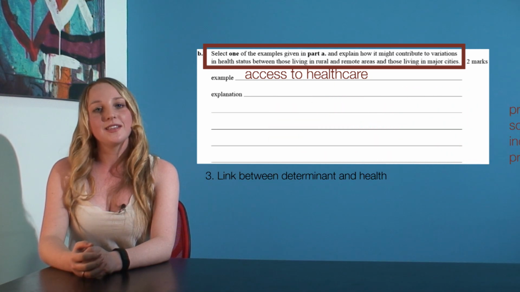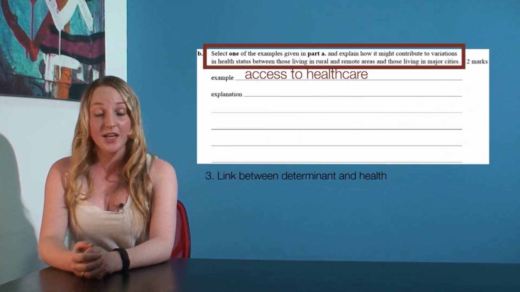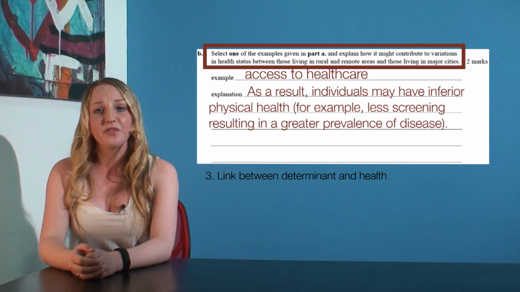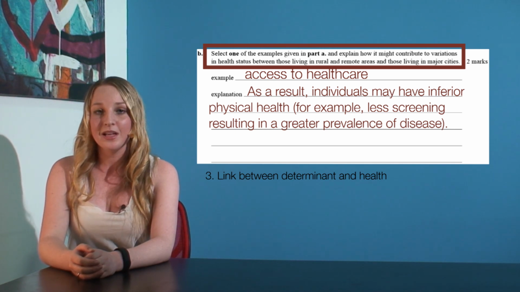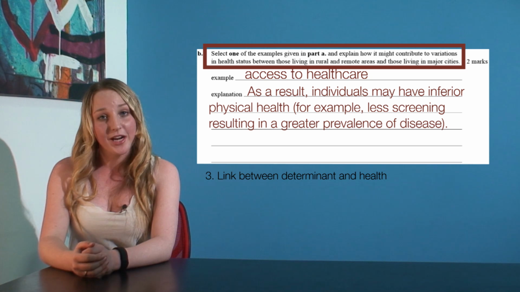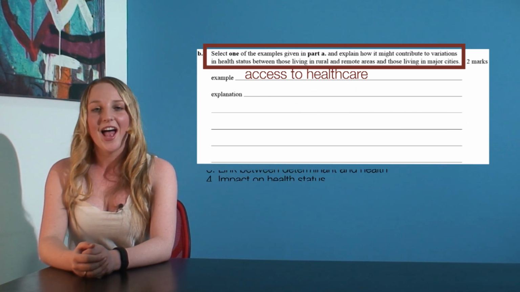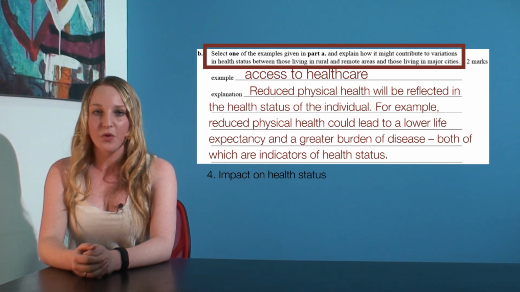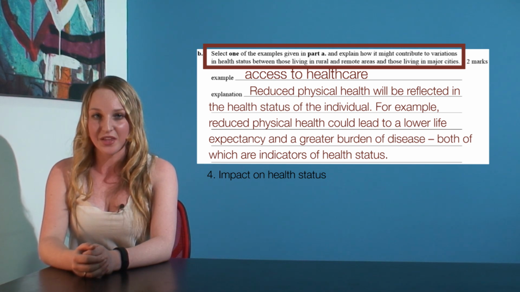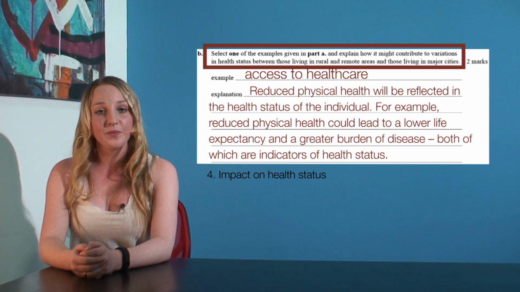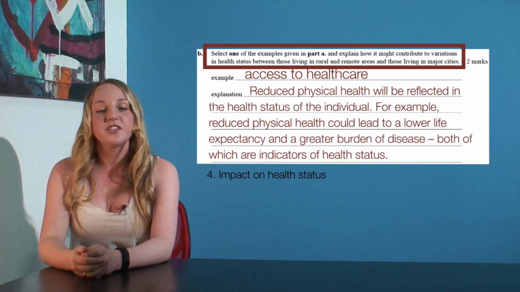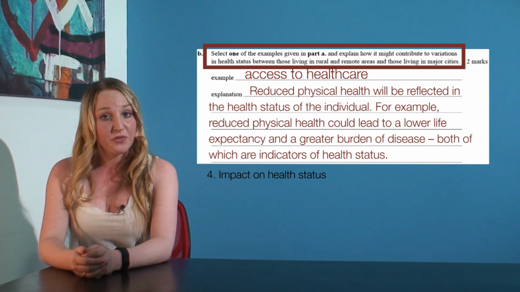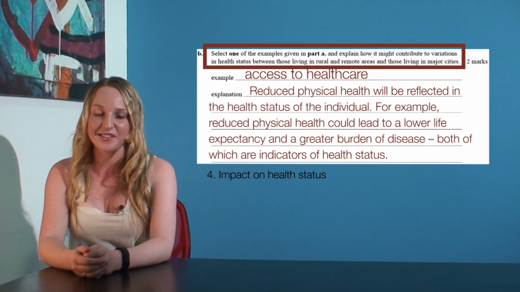Next, we need to link our response to health. Here we'll say, as a result, individuals may have inferior physical health. For example, less screening, resulting in a greater prevalence of disease. And now to health status itself. Reduced physical health will be reflected in the health status of the individual. For example, reduced physical health could lead to lower life expectancy and a greater burden of disease, both of which are indicators of health status.